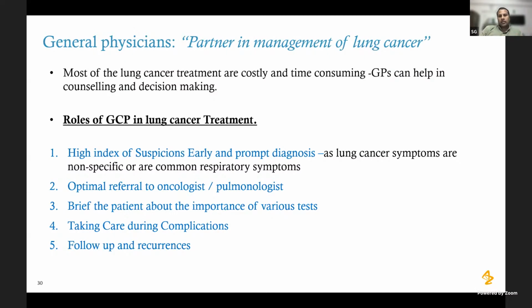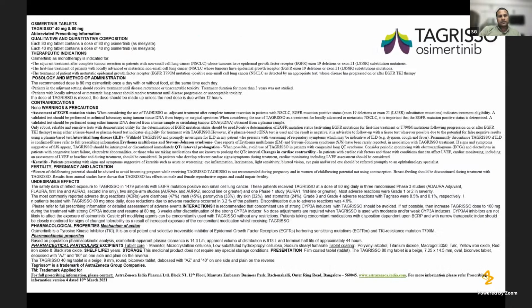For the general physician as a partner in the management of lung cancer: most lung cancer treatments are costly and time consuming. General physicians can help in counseling and decision making. They should have a high index of suspicion for early and prompt diagnosis, make optimal referral to an oncologist or pulmonologist, brief the patient about the importance of various tests and taking care during complications, and also help during follow-up and recurrence.